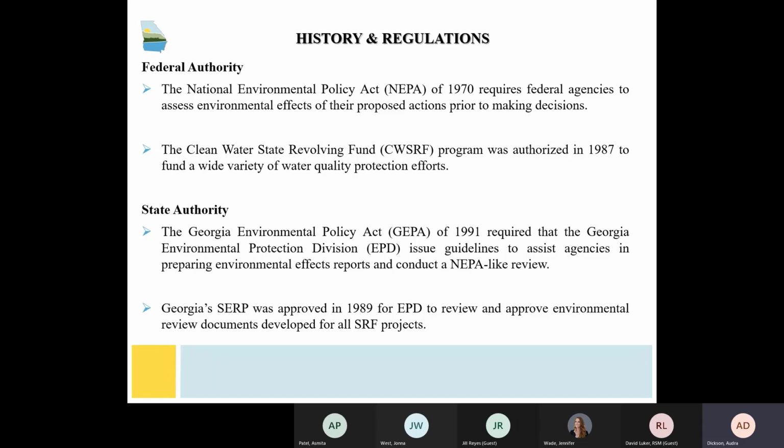In the state of Georgia, the Georgia Environmental Policy Act required the Georgia Environmental Protection Division, or EPD, to issue guidelines to assist agencies in preparing environmental impact reports and conduct a review like the ones required under NEPA. In 1989, Georgia State Environmental Review process was approved, and EPD began reviewing all state revolving fund projects.